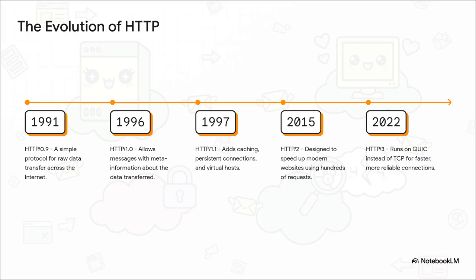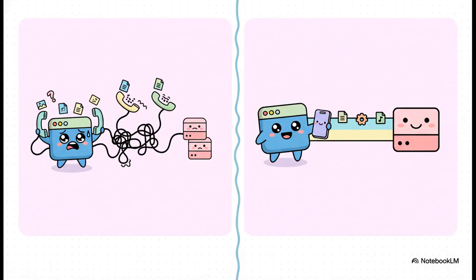And you can really see that journey laid out here. We started with the super basic HTTP/0.9, then versions 1.0 and 1.1 came along, adding more features, trying to make things a bit more efficient. But the real game changers, HTTP/2 and HTTP/3. These weren't just updates. They were radical redesigns built for the insane scale of today's internet. So let's talk about those growing pains.